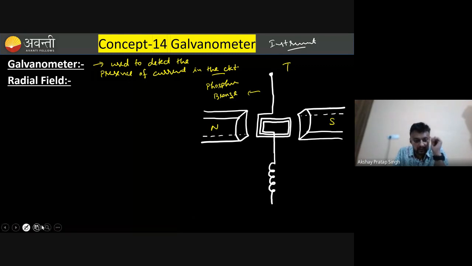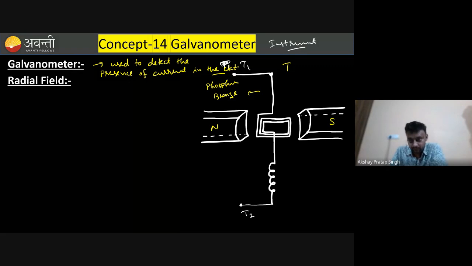And this spring, now after that, this end is given to a terminal T1 and this end is connected to a terminal T2. So what are these terminals T1 and T2? These are the only two external wires that we can see, the only two external terminals through which we can connect our circuit.